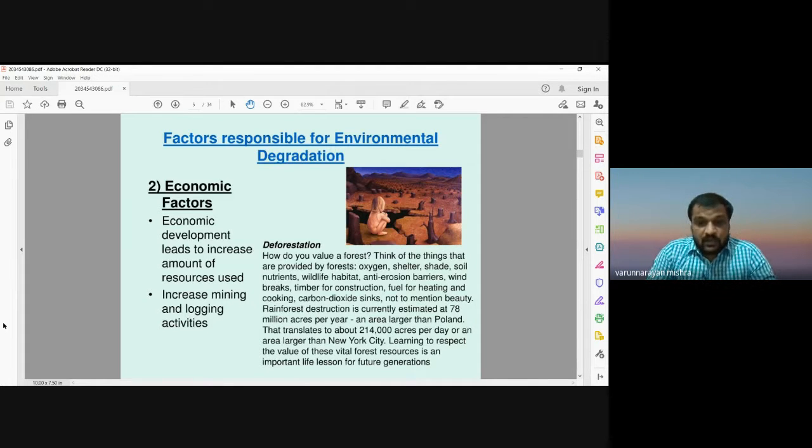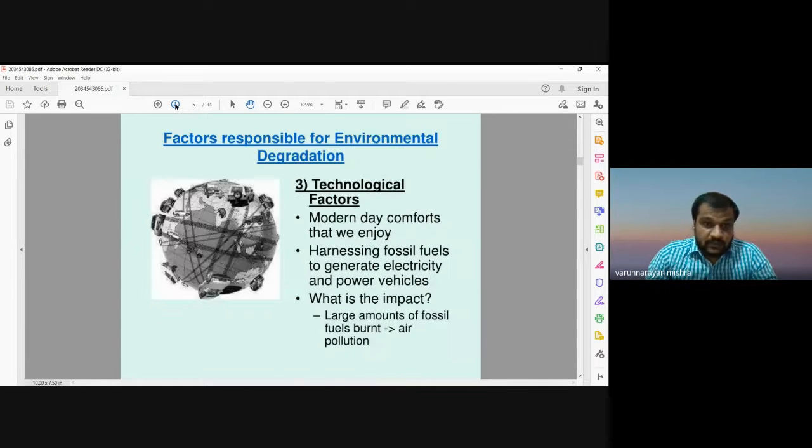So the forest cover in the world is under threat because of rapid deforestation. Okay, but there are also some technological factors which are responsible for environmental degradation. So in the modern era of technological development, in the modern era of digitalization of the world, there are several technological factors which are responsible for environmental degradation.